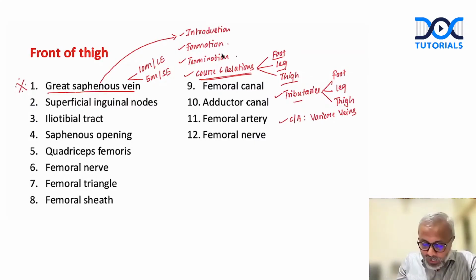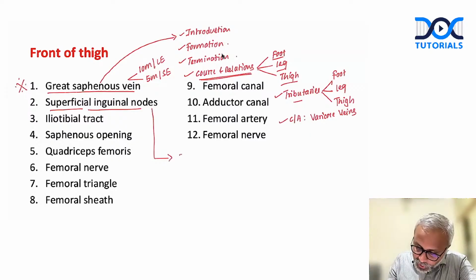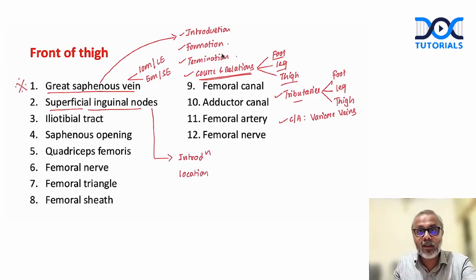Right? Then the next important question in the chapter of front of the thigh is the superficial inguinal nodes. Now, if this question is asked, how will you attempt it? Remember, superficial inguinal nodes are the lymph nodes which are responsible for draining the lower part of the anterior abdominal wall, the gluteal region, then the entire lower limb. So again, if the superficial inguinal node is asked, we will begin with a line of introduction, right? Then, where exactly these are located, right? Then, we will talk about the groups, right?